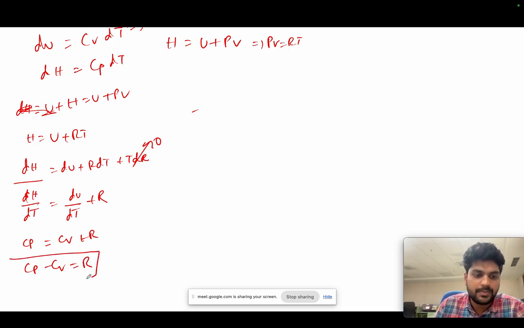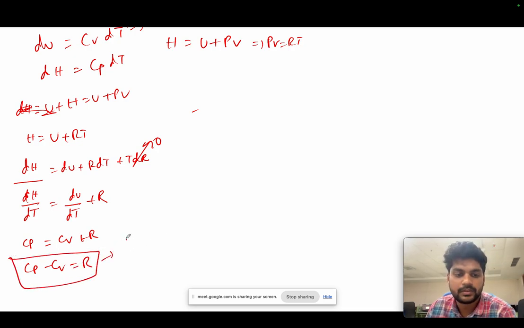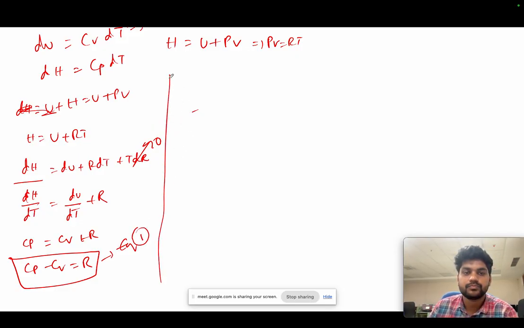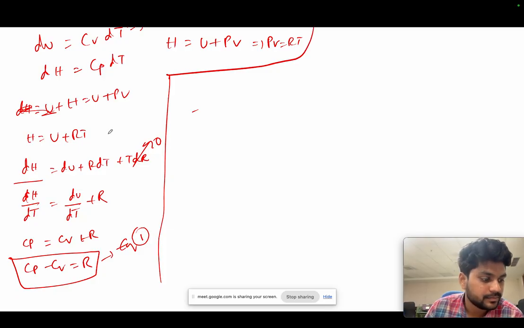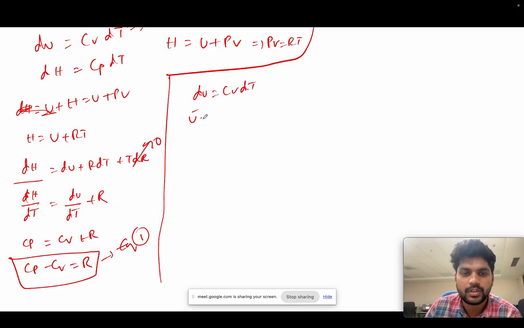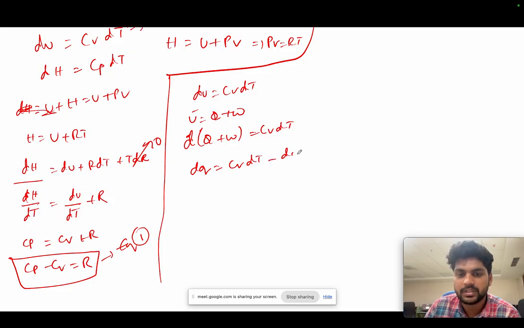So from here we got Cp minus Cv equal to R, one of the important equations, equation 1. Now if I take the equation du equal to Cv dt, you know that u equal to q plus w, so it goes like d of (q plus w) equal to Cv dt, and then dq equal to Cv dt minus dw.